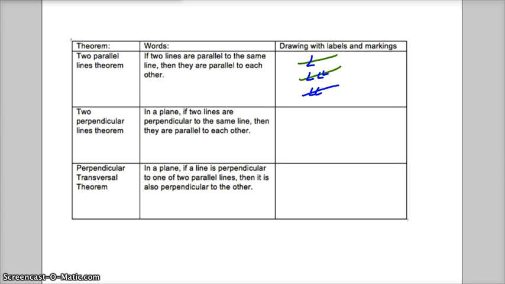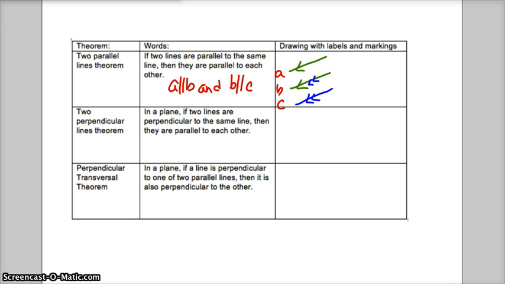So what I have drawn, and let me try that one more time. If two lines are parallel to the same line, then they must be parallel to each other. If I call this A, B, and C, the single marking tells me that line A is parallel to line B, and the double marking tells me that line B is parallel to line C. So this property allows me to say that since they're both parallel to B, A must be parallel to C. Not used a ton, but worth mentioning.